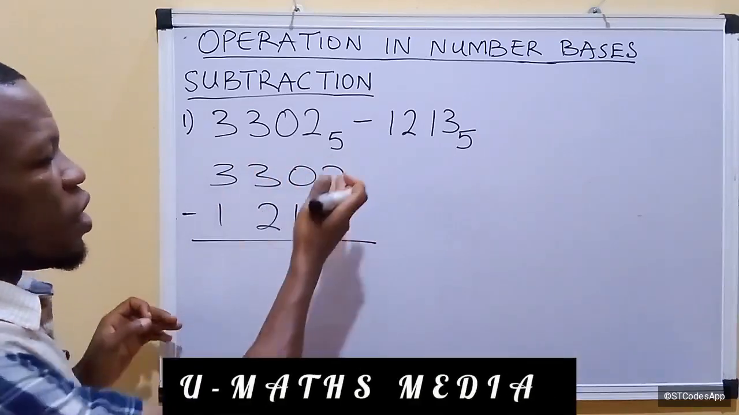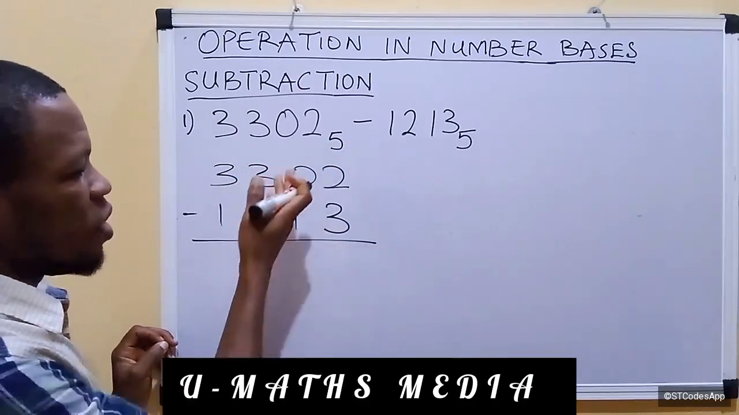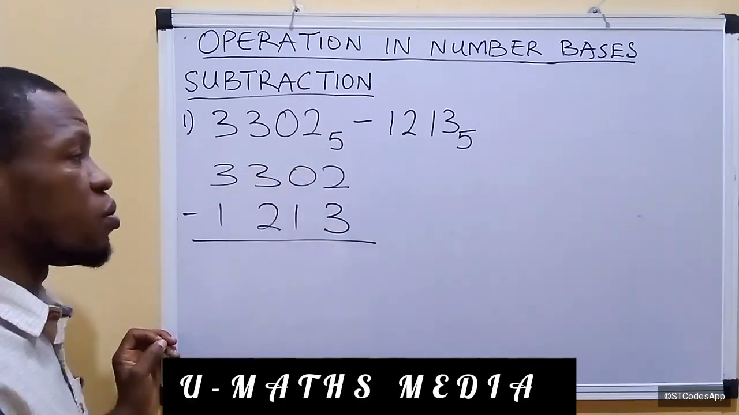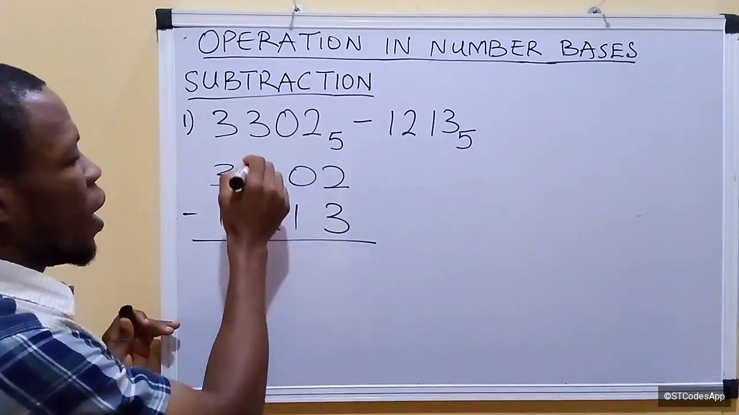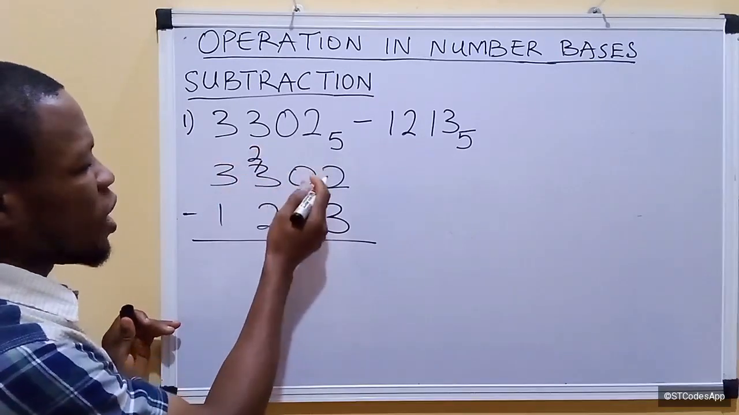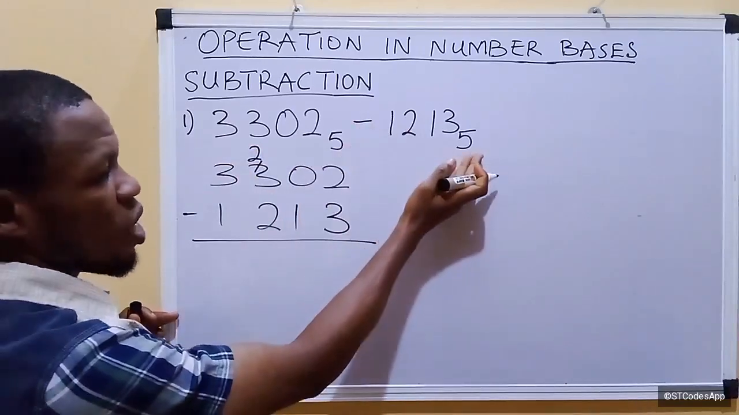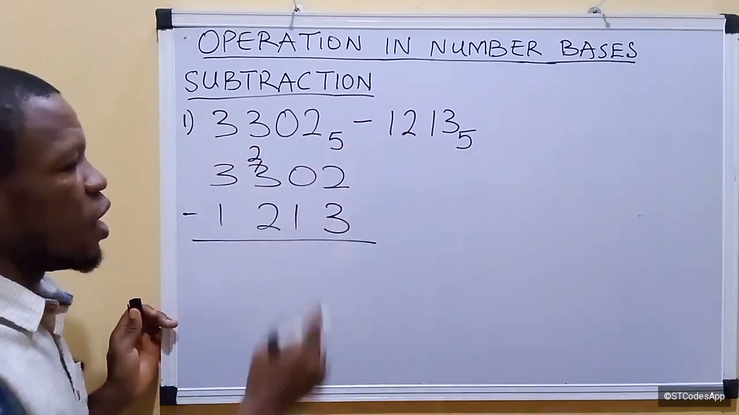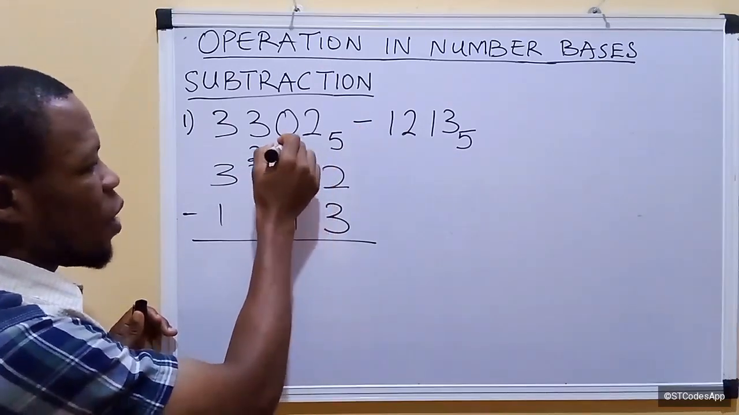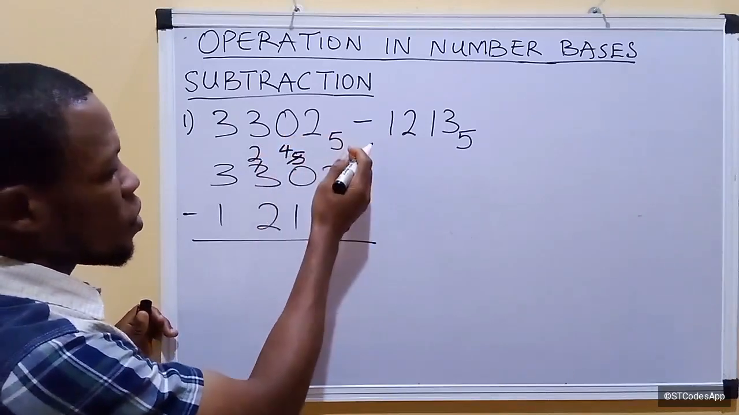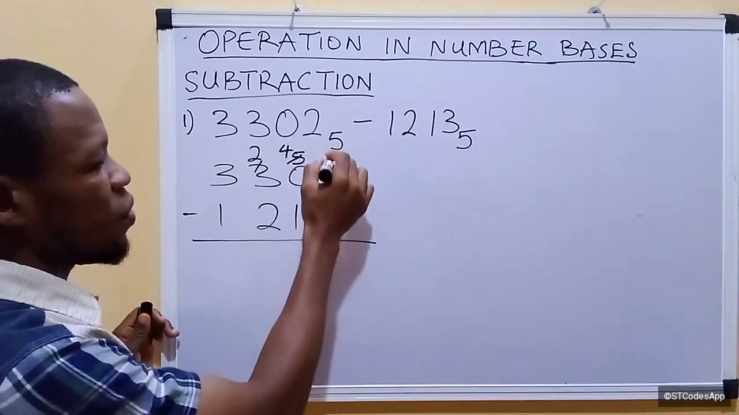What do I mean? Here 2 cannot take away 3, so we go back to the next place value to borrow. But since we have 0 here and we cannot actually borrow from 0, we go to the next place value to borrow. So we borrow from here and we are left with 2. We bring it over to the next place value as 5. Why? Because we are doing a subtraction in base 5. So here we are going to have 5. Then we borrow from 5. Now we are left with 4. Then that one we borrowed from 5 comes over to the next place value as 5.